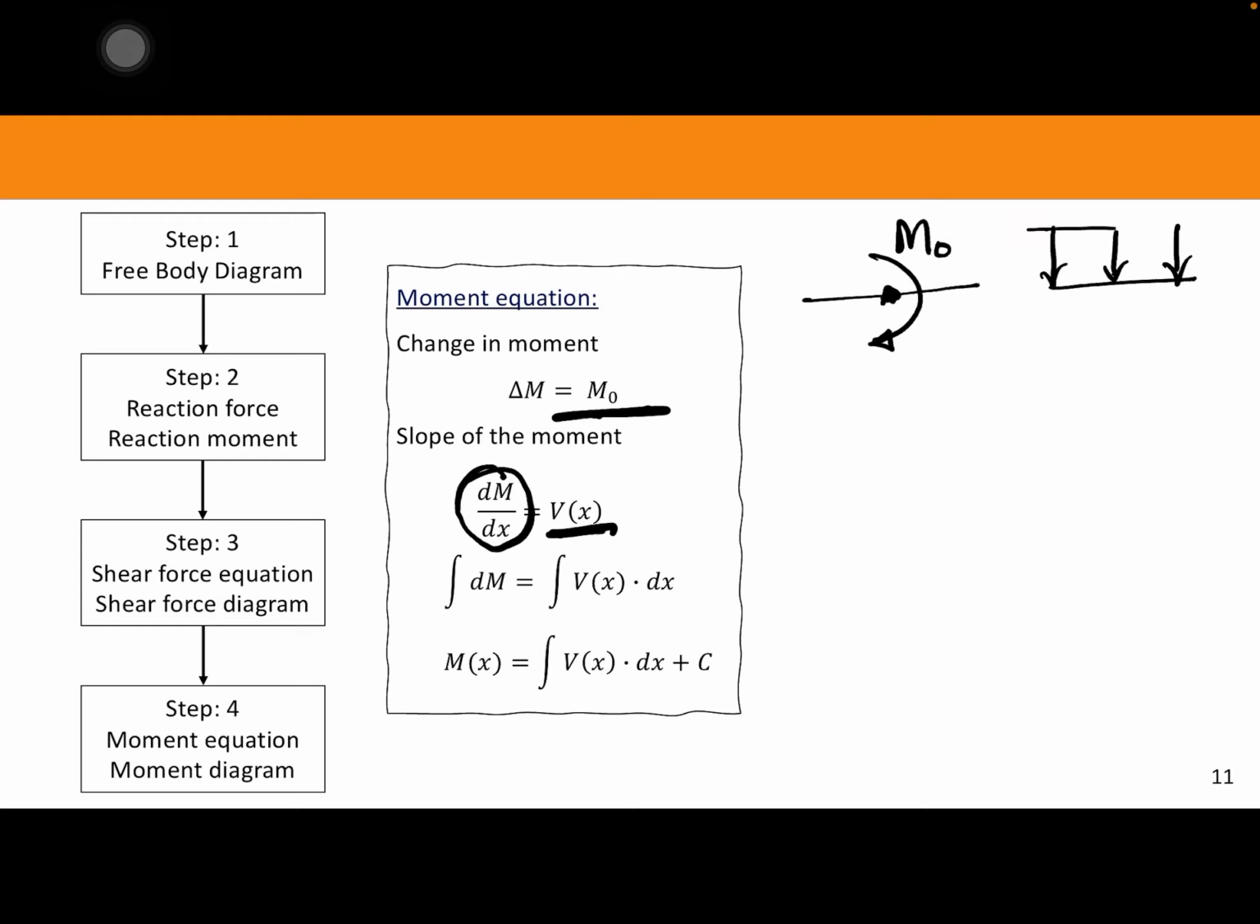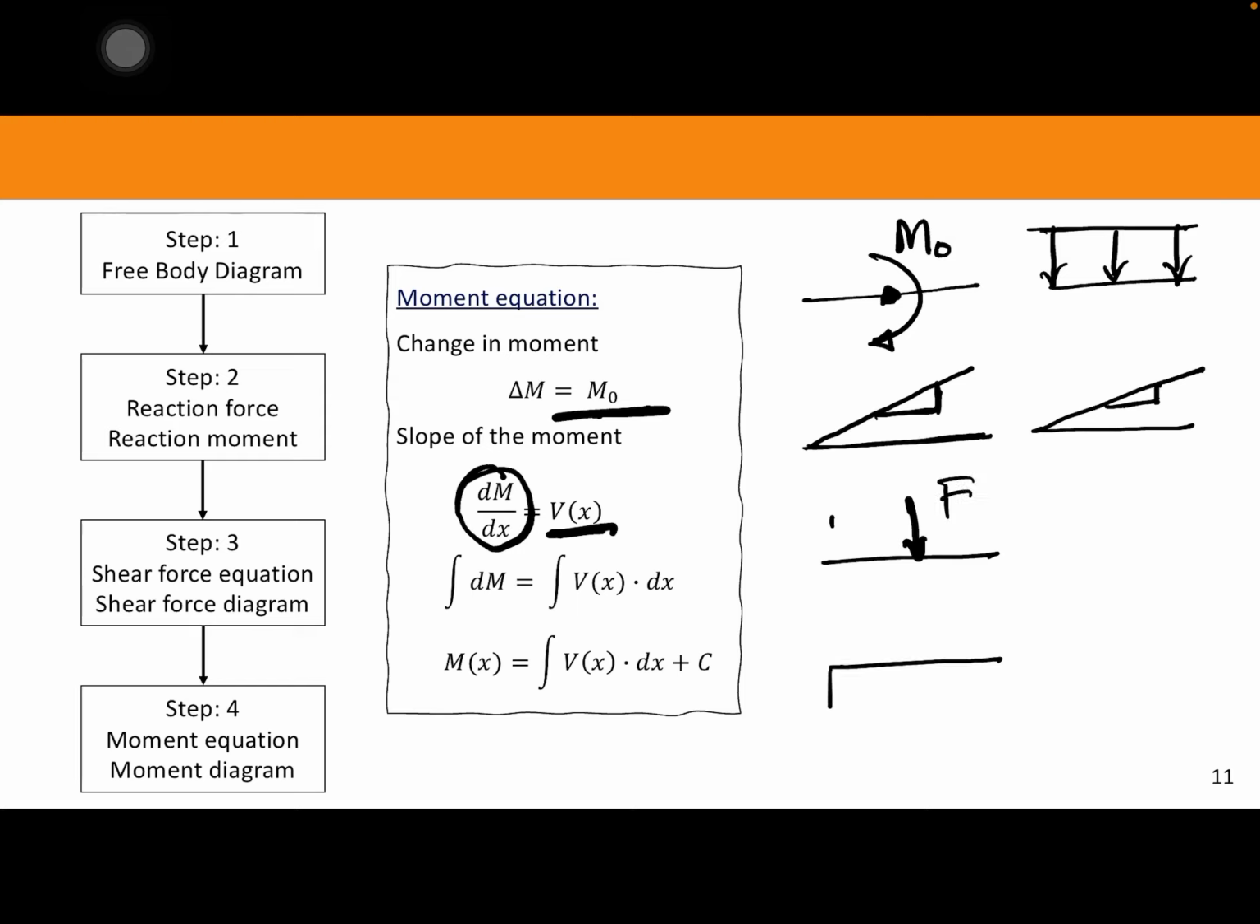If you have a distributed load right here, in the shear force diagram we saw that it would be a line with a slope. Similar to that, if we have a concentrated moment here, then in the moment diagram we'll have a moment with a slope. The steps are: first you have a loading diagram, let's say this is force F, and then you get a shear force diagram, and last, you get a moment diagram, which is something like this. So this equation is V of x, and this equation is M of x.